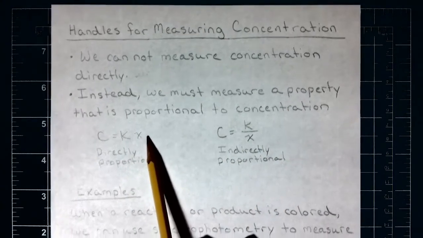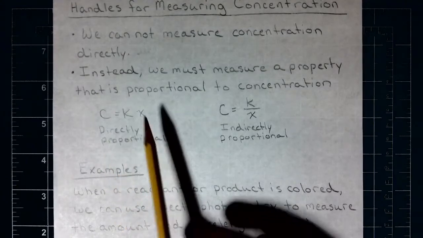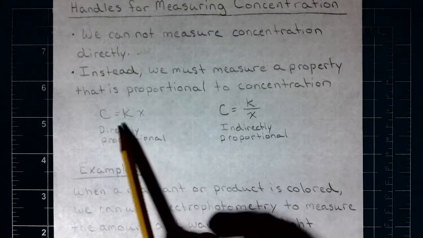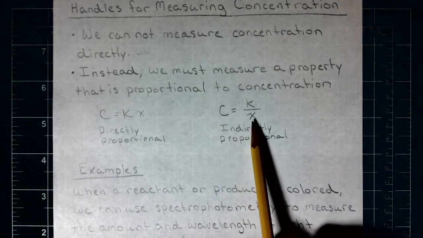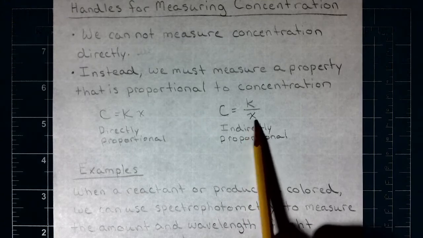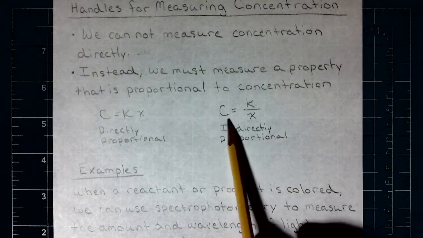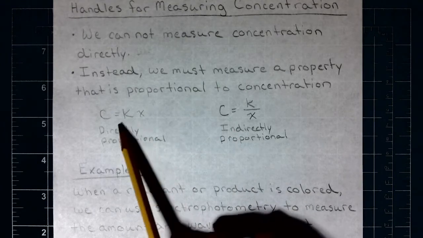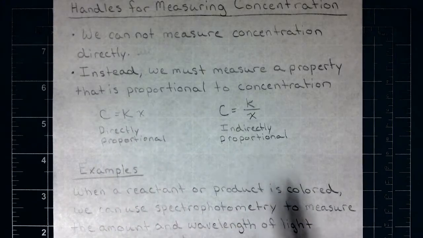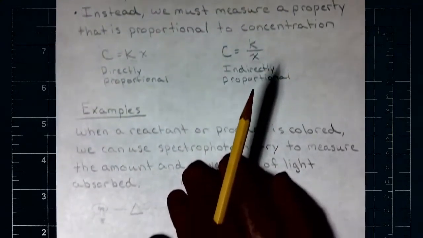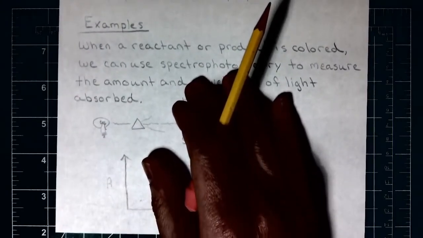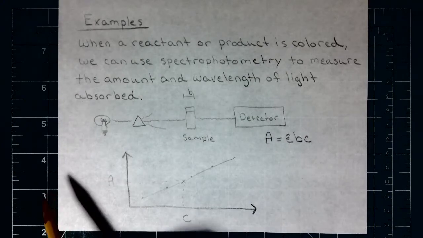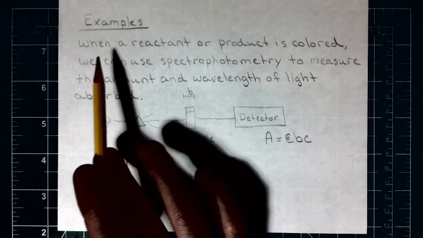And just a little review for us here, we can have something that's directly proportional, meaning that as whatever thing we're going to measure increases, the concentration increases, or indirectly proportional, where as whatever we're measuring goes up, the concentration winds up decreasing. And we need to know the proportionality constant. We need to know how this relates to the concentration. The good thing is there's a lot of different things that we can measure that are going to give us a measure of concentration. I want to go through a couple of examples with you.